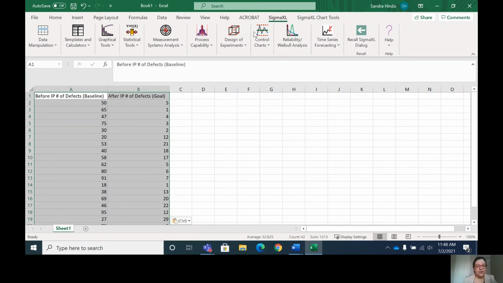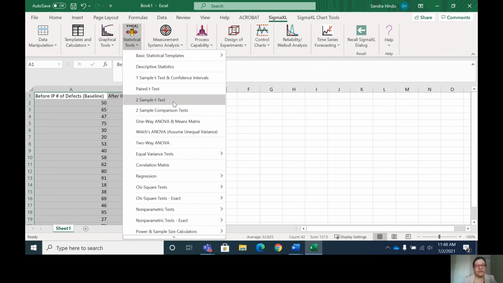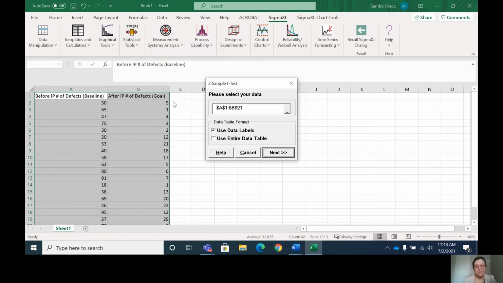And now you already clicked on Sigma Excel. You go on Statistical Tools, and you choose the two-sample t-test. You definitely want to check off both of these boxes. So you want to check off the Use Data labels, which are these two here, and then the entire data table. Check these both off and press Next.